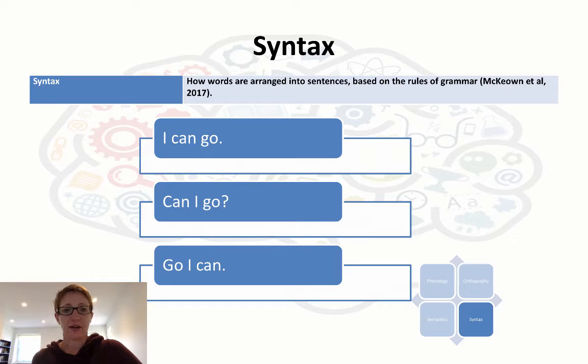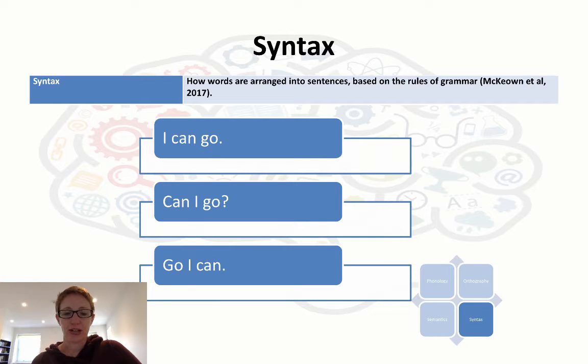So syntax are how words are arranged into sentences based on the rules of grammar. This is important because the way we address the rules determine the meaning of our writing. So if you look at the examples here, we can declaratively state, I can go. We can ask the question, can I go?